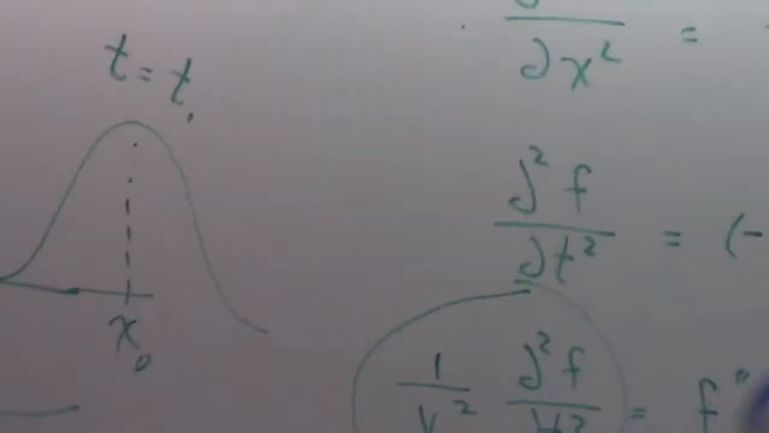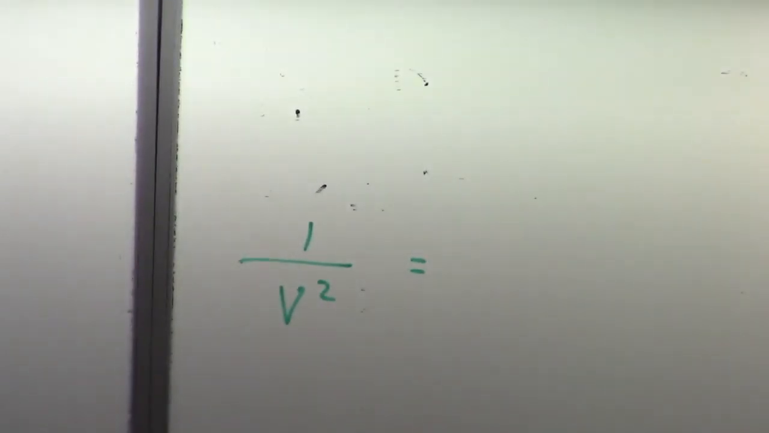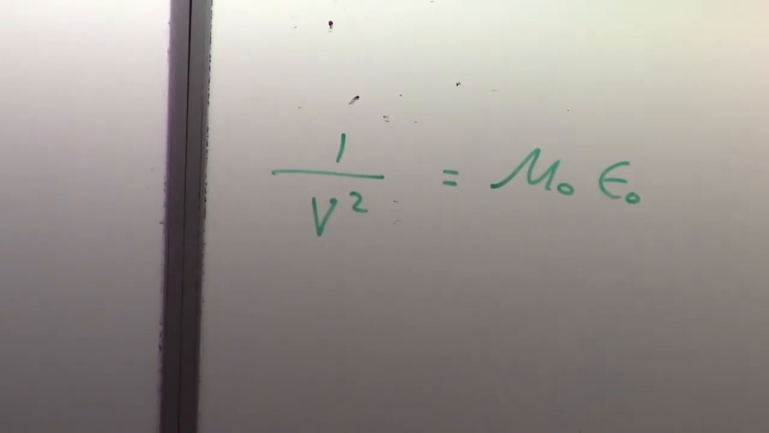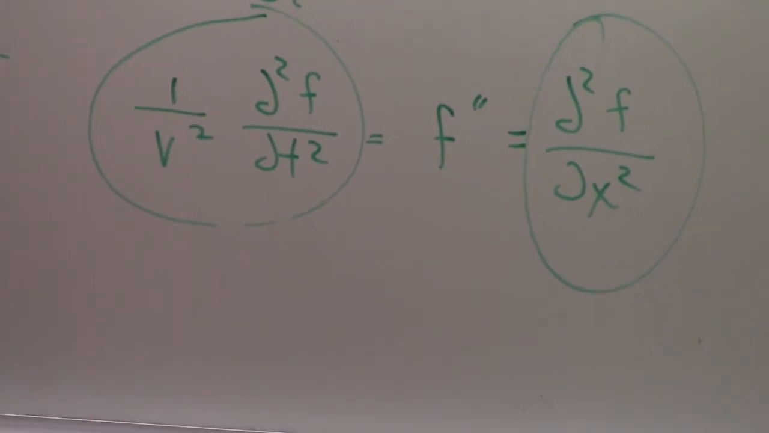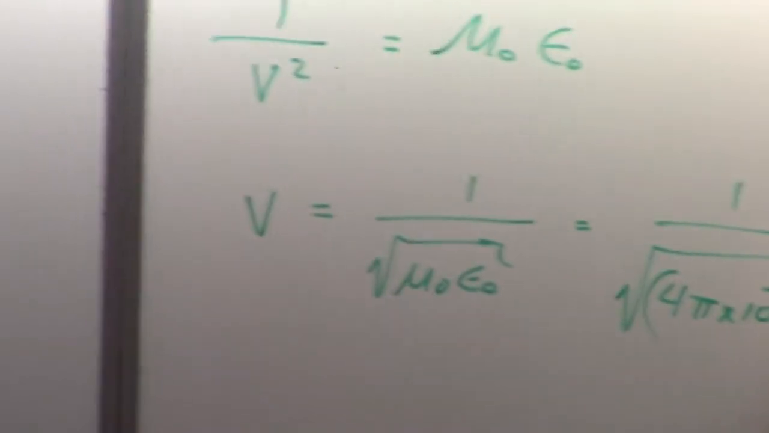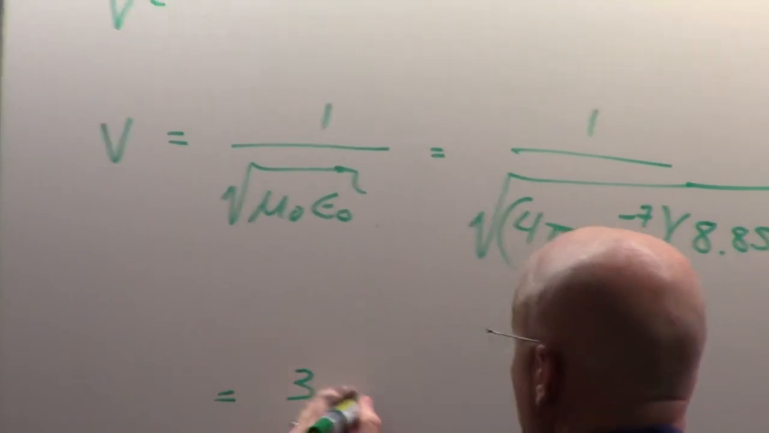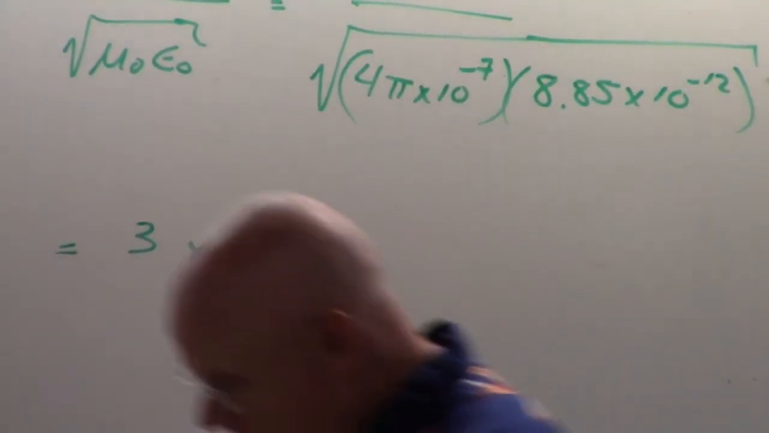This says that 1 over the speed squared, so in other words, the number that is in front of the second derivative of time, that's this number right here, is the permeability of free space and the permittivity of free space. And so that means their speed would be 1 over the square root of mu naught epsilon naught, which would be 1 over the square root of 4 pi times 10 to the negative 7, and then 8.85 times 10 to the minus 12. And if you get out your calculator, you get the amazing number of about 3 times 10 to the 8th. So 300 meters per second.